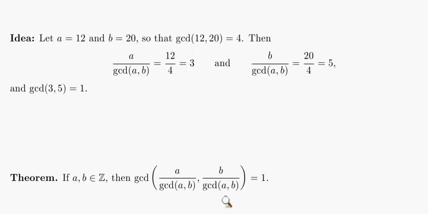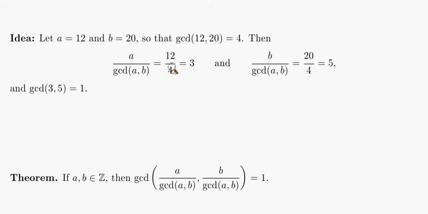The idea of the proof is fairly straightforward, and it makes common sense. If a is equal to 12 and b is equal to 20, then 12 is equal to 4 times 3, and 20 is equal to 4 times 5, so the greatest common divisor is equal to 4, and there's no other common divisor besides 4 that's larger.